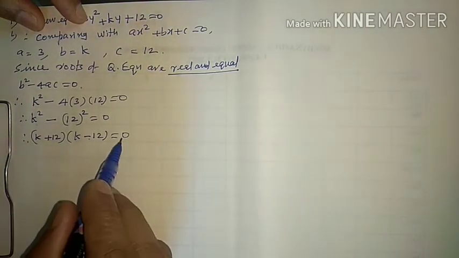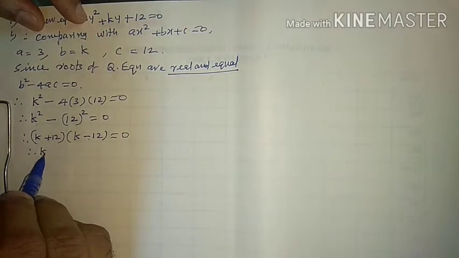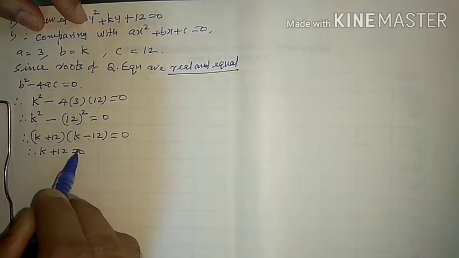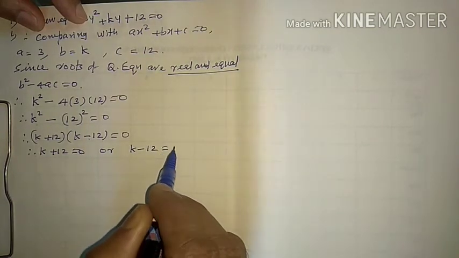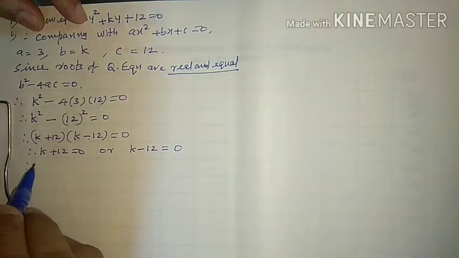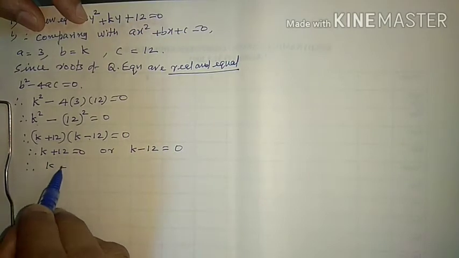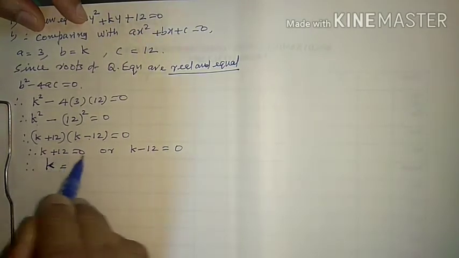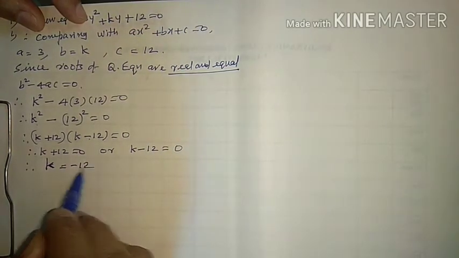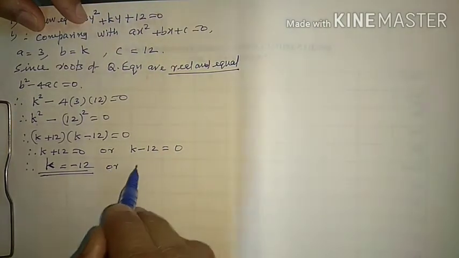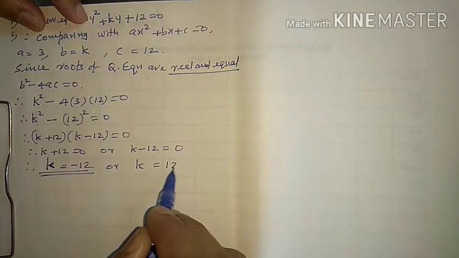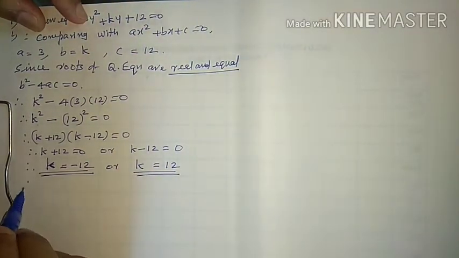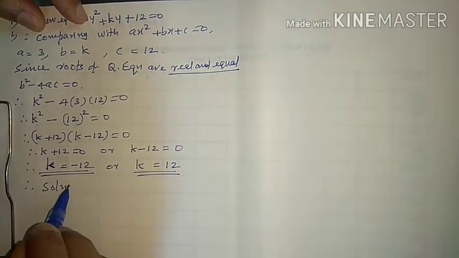The product of two terms is 0 means what? Either the first is 0 or the second factor is 0. If the first factor is 0, k equal to plus 12 goes there, minus 12. Or k equal to minus 12 goes that side as plus 12. This is a solution.